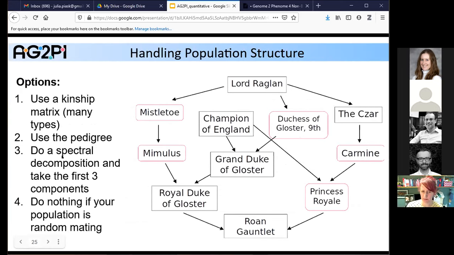Of course you can use a kinship matrix based on SNP markers. That's how it's almost always used. The pedigree can be used if there's an accurate pedigree. That's almost never the case. Often a spectral decomposition is used, like principal component analysis. However, for those lucky cases where the population is truly randomly mating, nothing needs to be done. I don't know when that occurs, because it doesn't occur in agricultural crops, that's for certain.